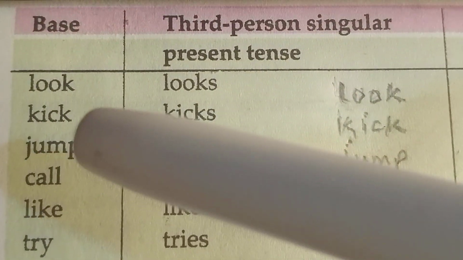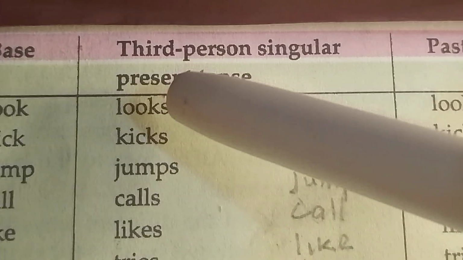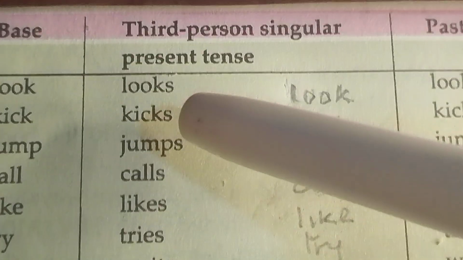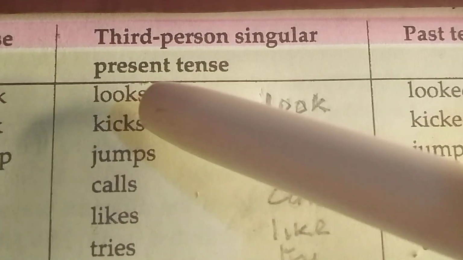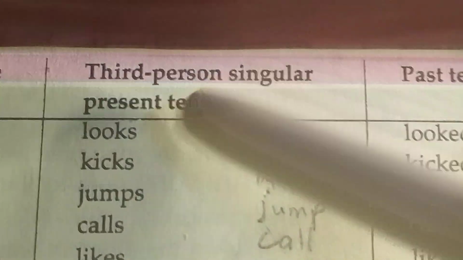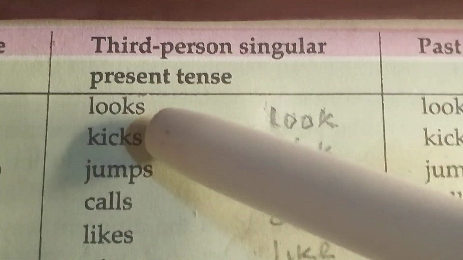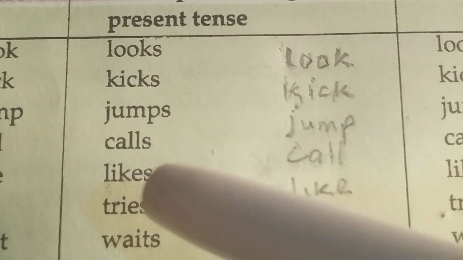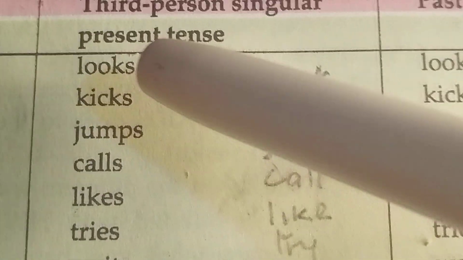So now we have look, we have looks. The whole of this belongs to singular person. That is third person, singular, present tense. It means singular person in present tense. For instance, he comes, he goes, he looks, he kicks, he jumps, he calls, he likes, he tries, he waits. Okay? It looks, maybe pussycat or any other thing.